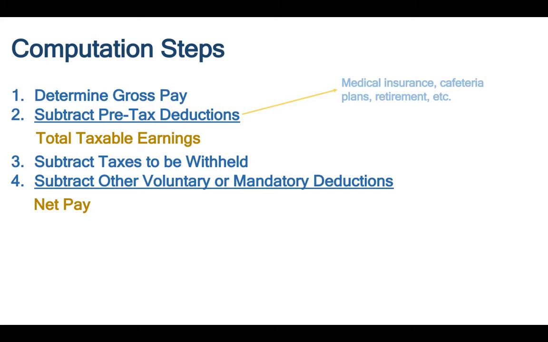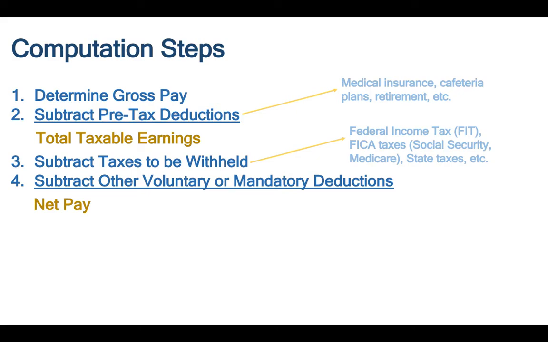Then we subtract the taxes that are supposed to be withheld from their pay: federal income tax, FICA taxes, which are Social Security and Medicare, state taxes, and others. There may be some voluntary or other mandatory deductions to take out as well. And once we've taken everything out that needs to be taken out, we have the employee's net pay. So the focus of our video here is going to be on federal income tax withholding.